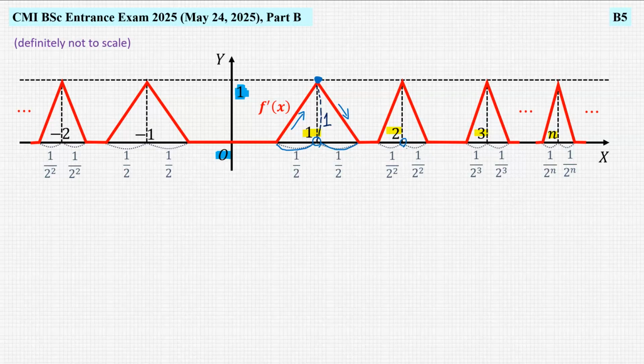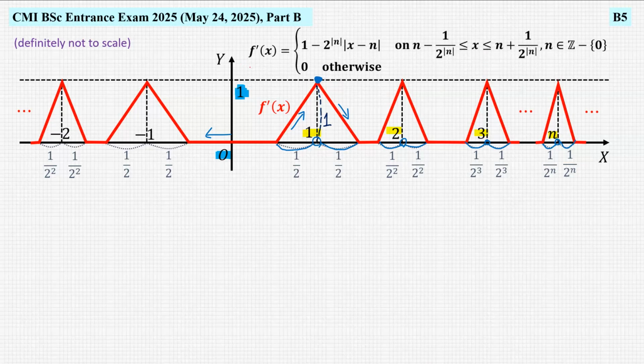Around x equals 2, the triangle is constructed in the interval that spans 1 over 2 squared to the left and 1 over 2 squared to the right. And around x equals 3, now the interval is 1 over 2 cubed to the left and 1 over 2 cubed to the right. So generally, around x equals n, we have a triangle of height 1 whose base spans 1 over 2 to the power of n to the left and 1 over 2 to the power of n to the right. When x is negative, the graph is just a mirror image of the positive x region. If you want a mathematical expression for the derivative, we can express it like this.